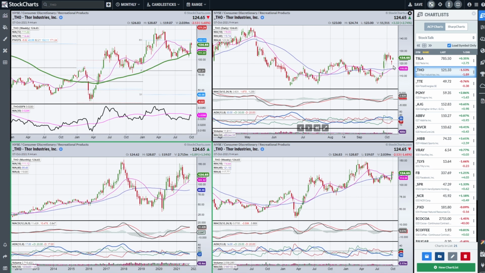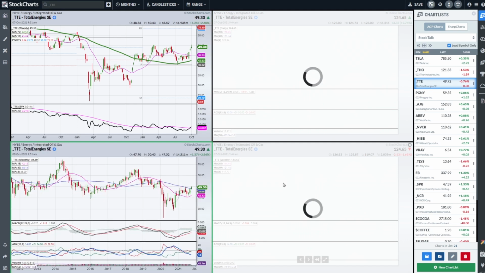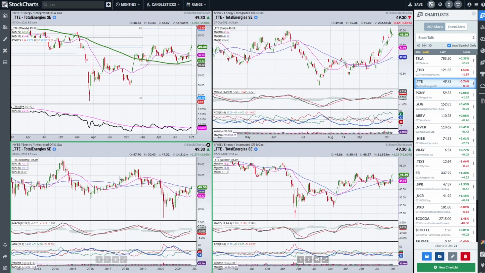I like this kind of pullback that's developing. I think as long as this holds 120, this is in really good shape. Pretty good overall pattern, really. So TTE, an energy stock, trying to turn around.